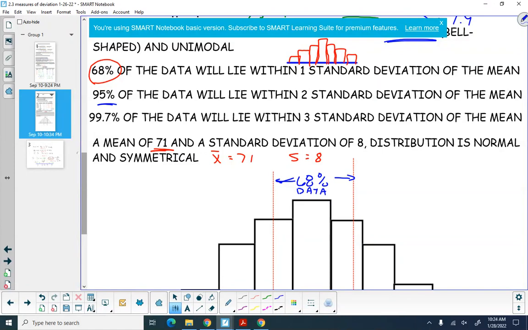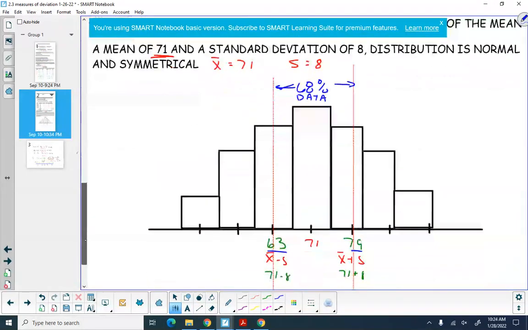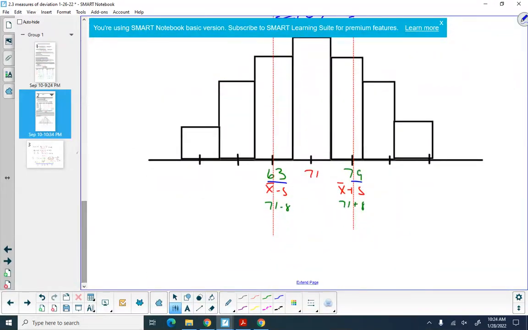95% of the data values will lie within 2 standard deviations of the mean. So if I take my x bar and add 2 standard deviations, or subtract 2 standard deviations, we have 71 minus 16, or 71 plus 16. We are left with the values of 87 and 55.